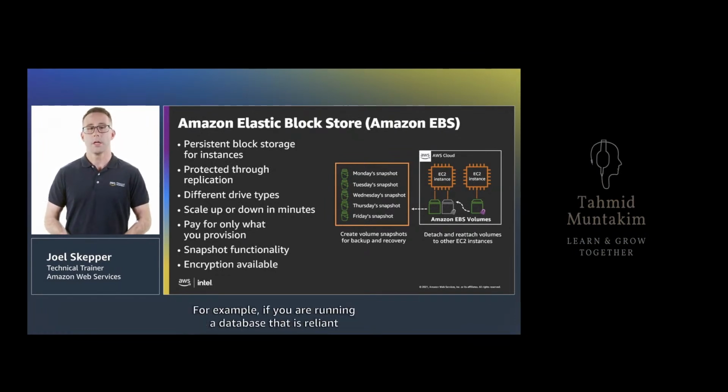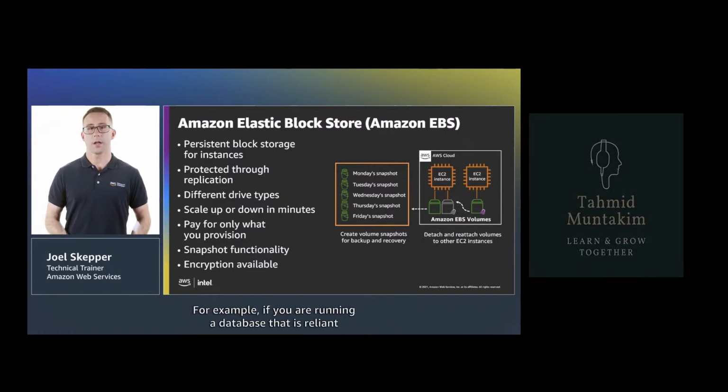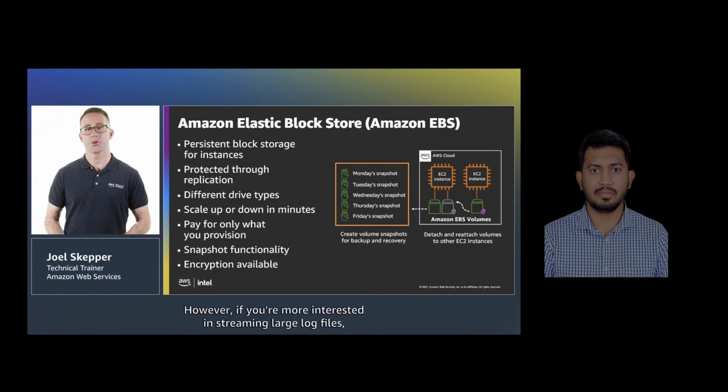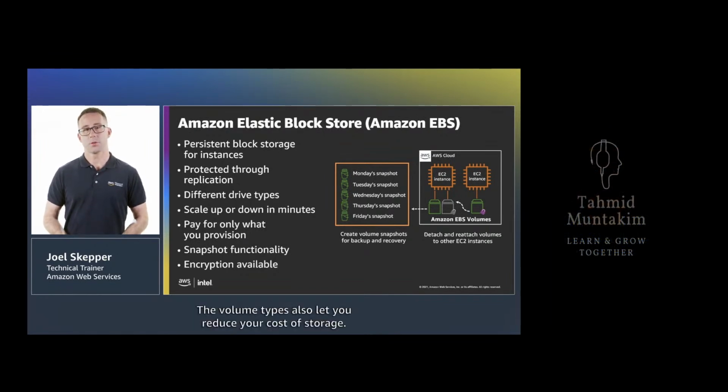For example, if you are running a database that is reliant on low latency, random access, a provisioned IOPS SSD may be perfect. However, if you're more interested in streaming large log files, then a throughput-optimized hard disk drive may be better suited. The volume types also let you reduce your cost of storage. EBS volumes also support snapshots, which are backups of your volumes.